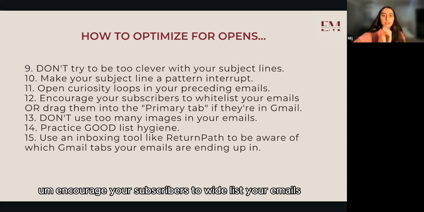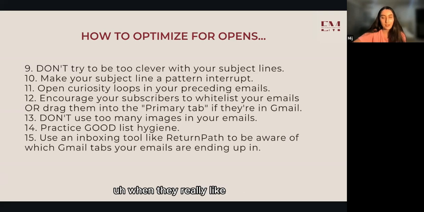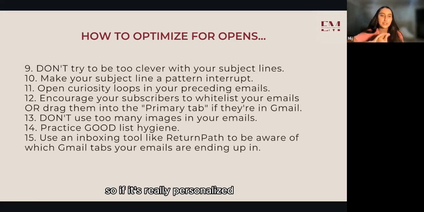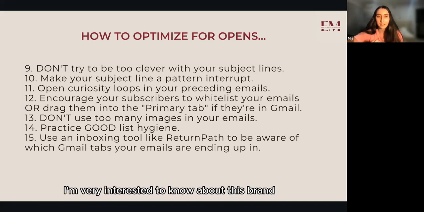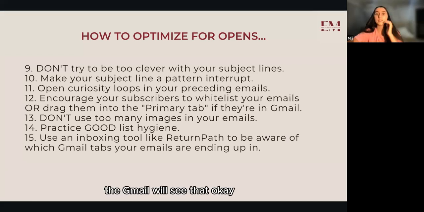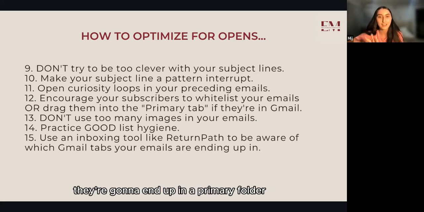Encourage your subscribers to whitelist your emails or drag them into the primary tab if they're in Gmail. When subscribers really like the emails you're sending, they will choose you as a favorite. If your emails are really personalized, they will think, I'm very interested to know about this brand, and they will put a star on it. In this way, Gmail will see that the emails you're sending are not spam. They're not going to end up in a spam folder. They're going to end up in the primary folder.